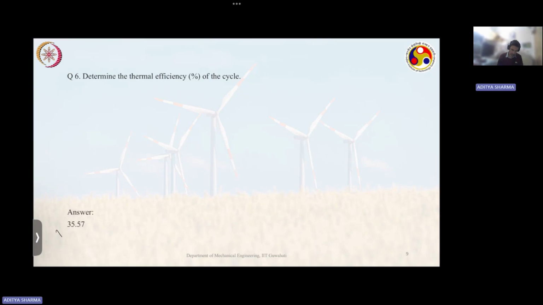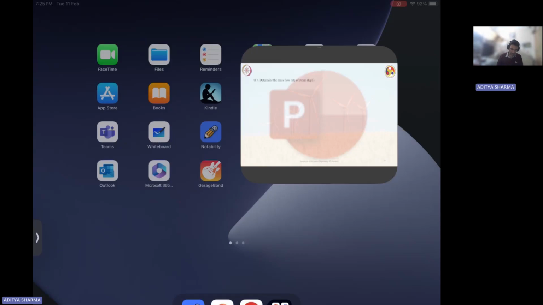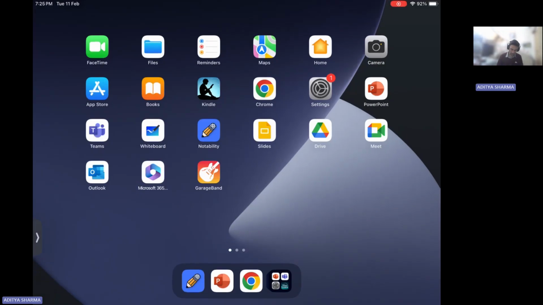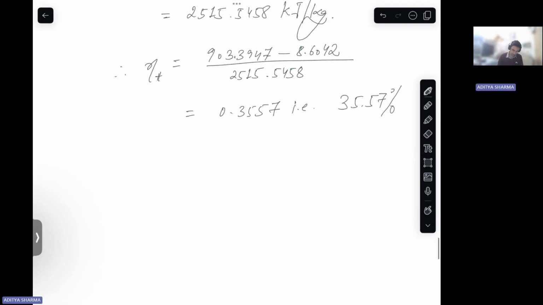Now let's see question number 7. Determine the mass flow rate. So how do we find the mass flow rate? So W net we have been given, right? W net has been given as 95 megawatts, right?